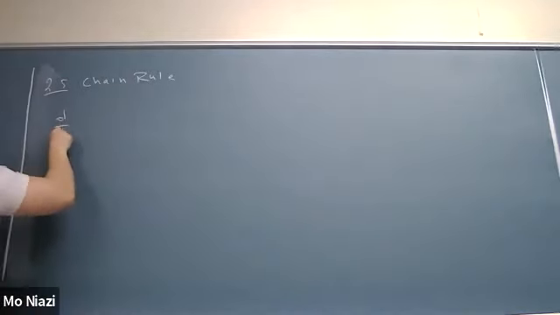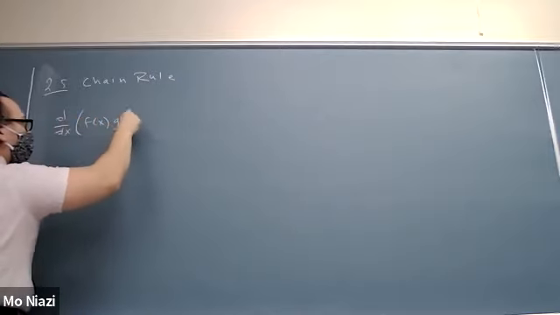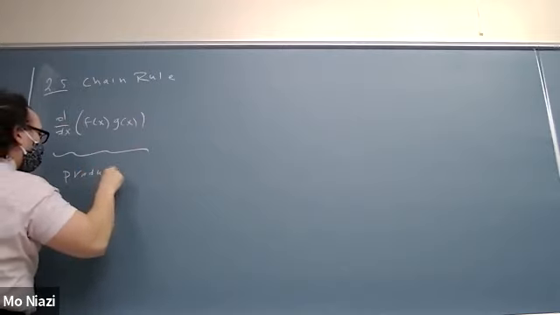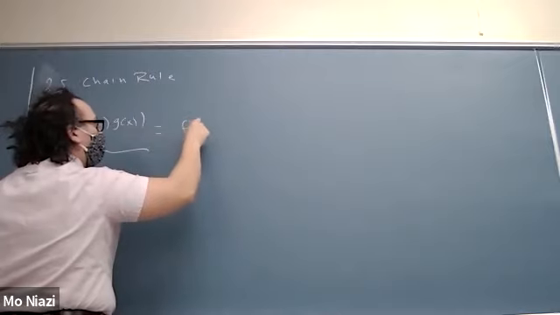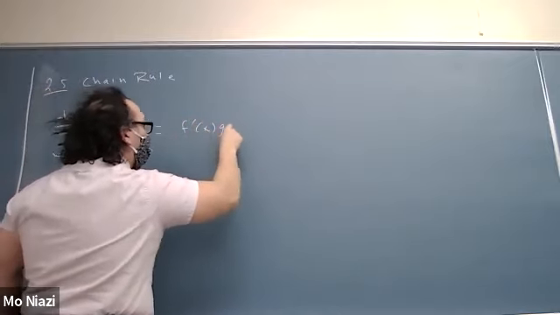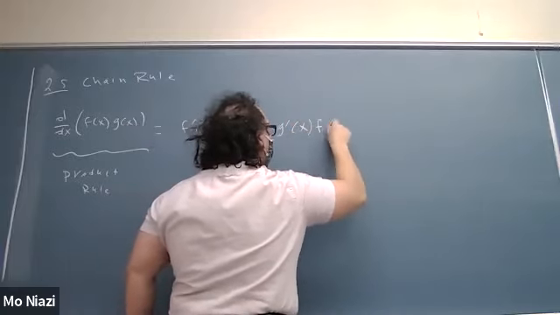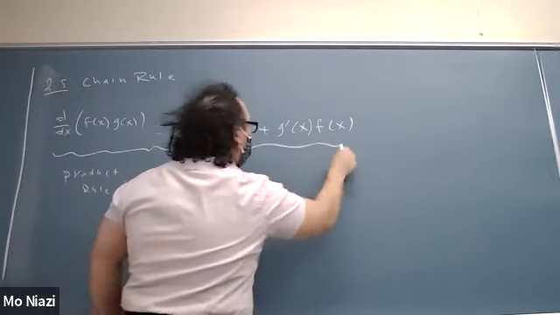So d dx of some f of x times g of x. This is called the product rule. This becomes the derivative of f times g plus the derivative of g times f. This is the product rule right here.